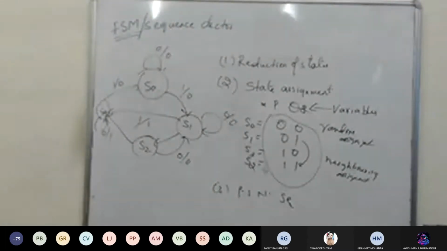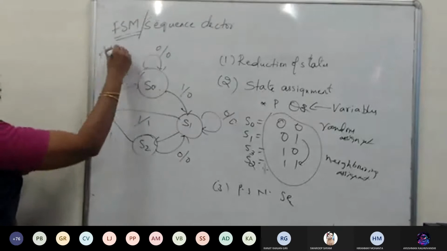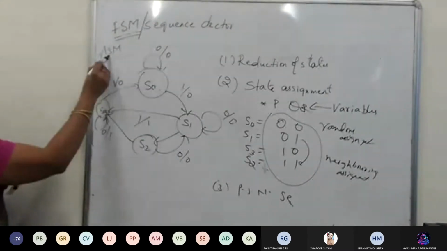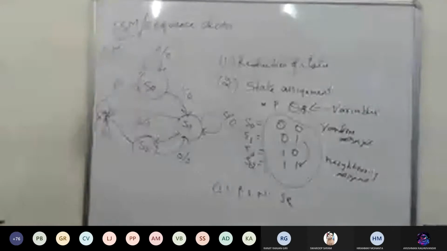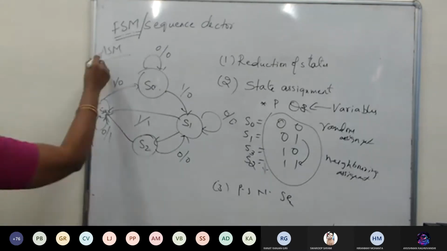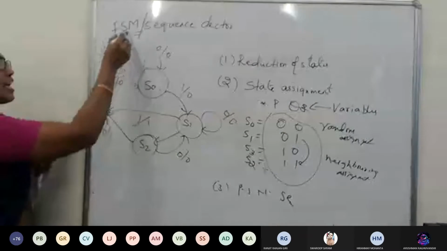Right. So after listening to that, you can ask why ASM charts are required. They are called ASM charts. Now, how should I explain this ASM? Arithmetic sequential machines, or algorithm sequential machines, or algorithm state machines. All are the same names.